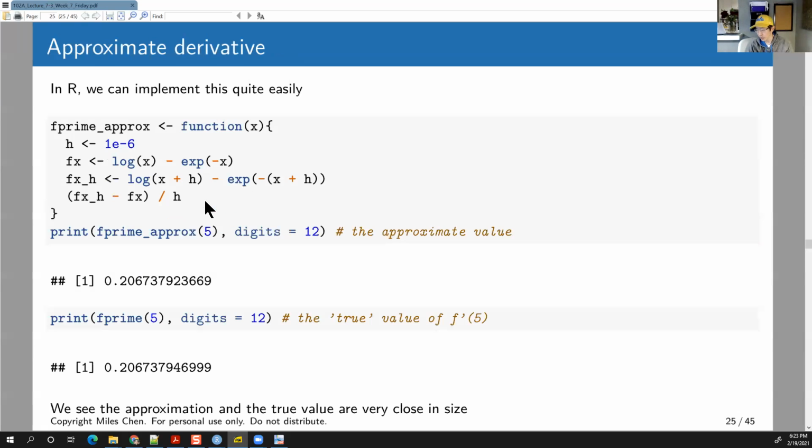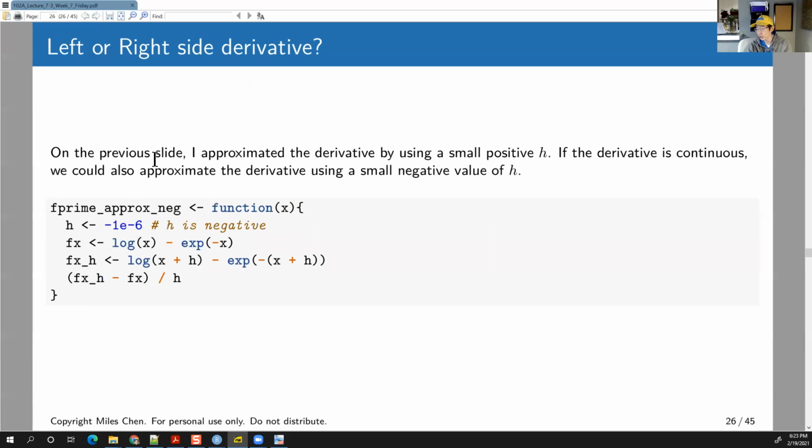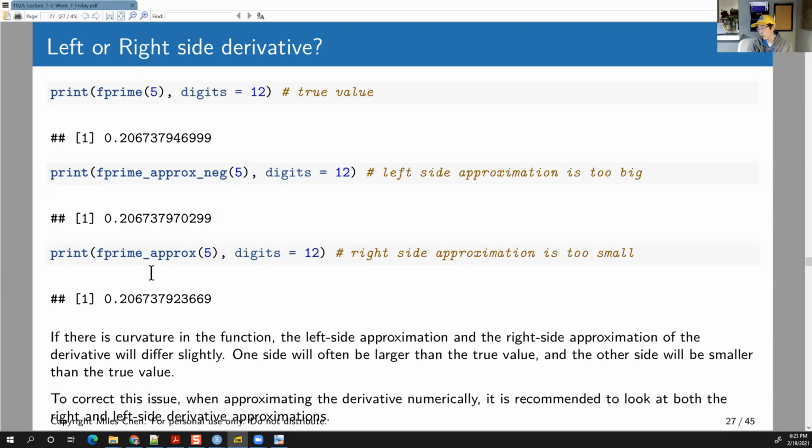So in this one, I added a positive h to x, but you might wonder, well, can I just do this on the left-hand side? What if h is a negative value? So if I do the same thing, but this time using a negative value for h, so I'm going to do f of x plus h, but this time h is a negative value, negative 10 to the negative 6. Okay, what value do I get there? Well, the answer is you get something very similar, but it's going to be a little bit off.